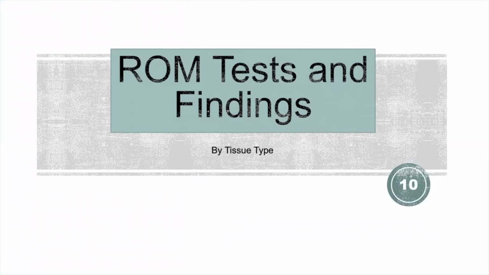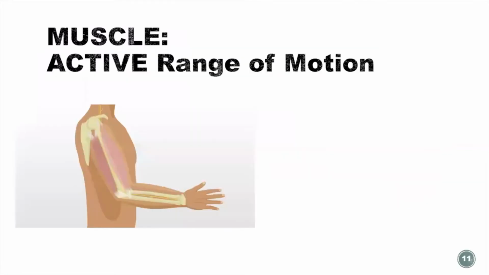So let's take a look at some range of motion testing and the findings we might have. And we're going to first go through this by tissue type, then we'll go back through it through findings and what we actually learned. So we're going to start off with muscles. Now remember, we have active, passive, and resisted range of motion.